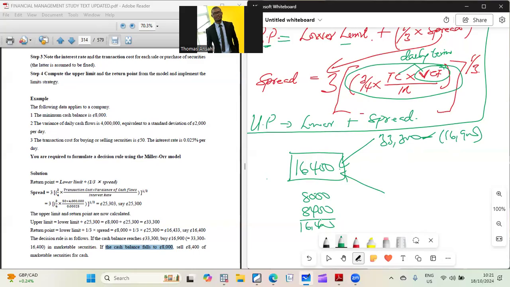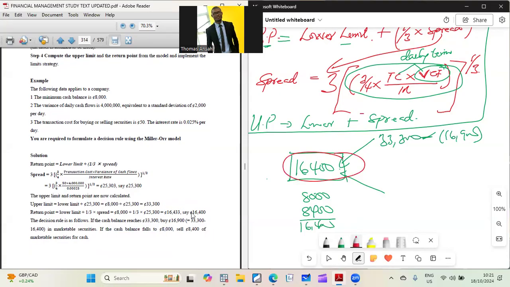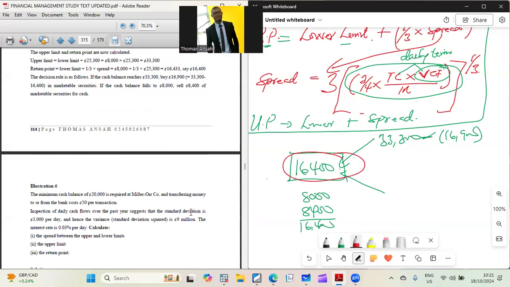So basically, that is that. This is where you should be getting to. So it means that you need to sell to have that cash back, to get yourself back to the return point. So basically, that is the idea. If I leave you with another illustration, can you work it? So this one, for example.